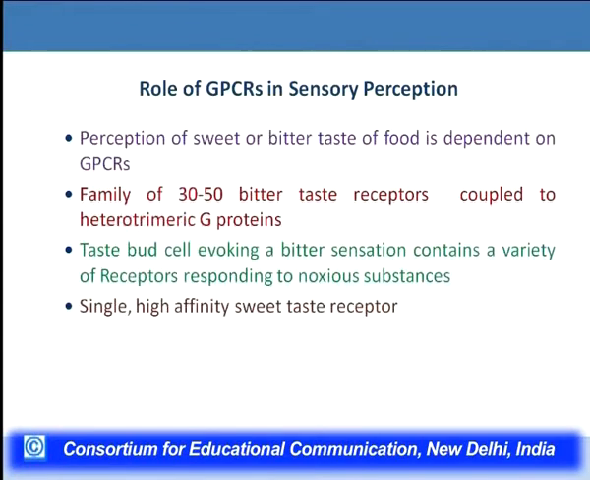And also the taste receptors which are present in the taste buds are also a type of GPCRs, and most of them are bitter taste receptors, but there is a specific high affinity sweet taste receptor also present in the organism. So in this way, GPCR helps in detecting various types of stimuli which are present in our surroundings.